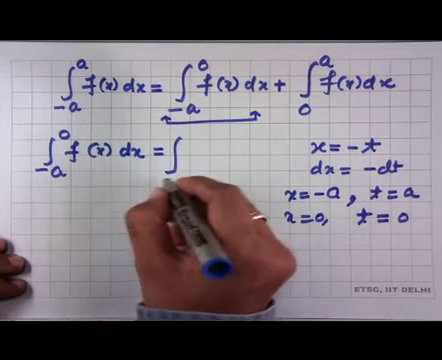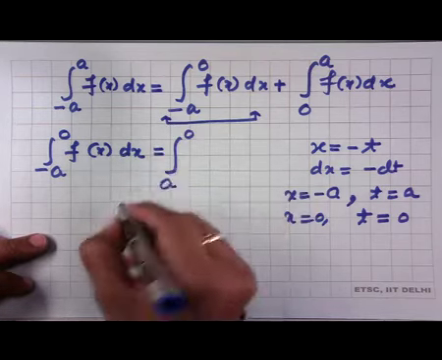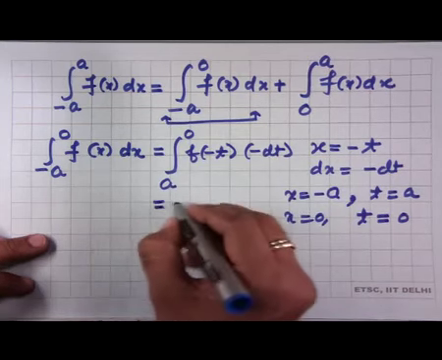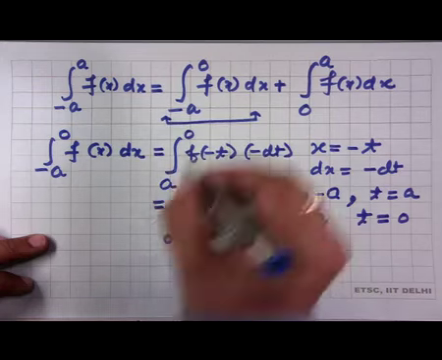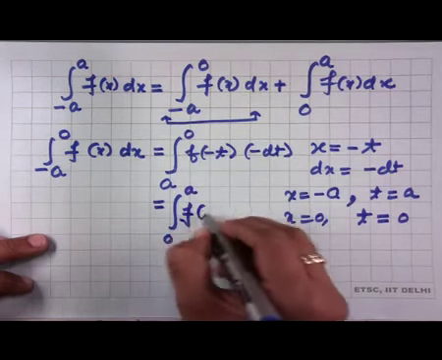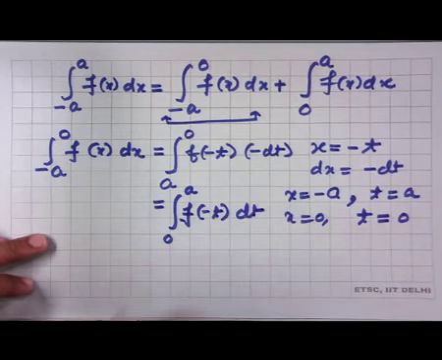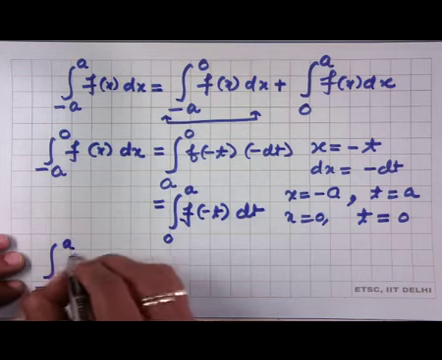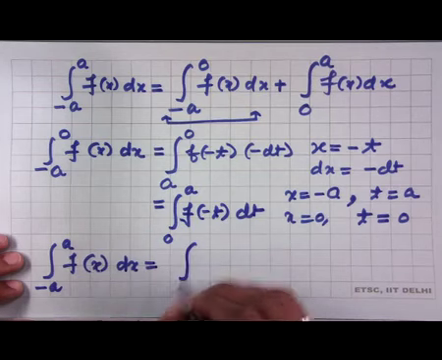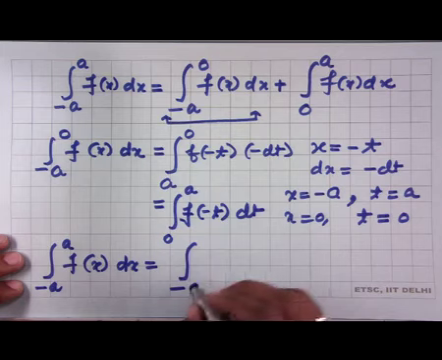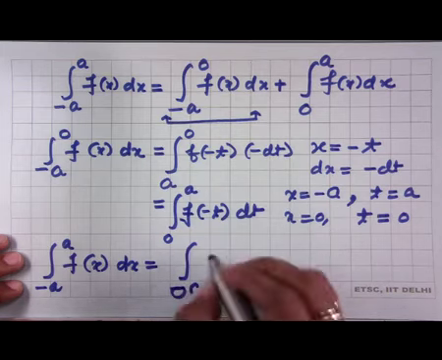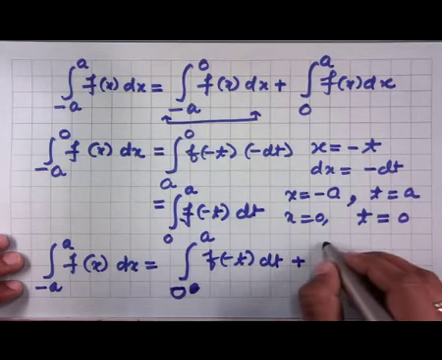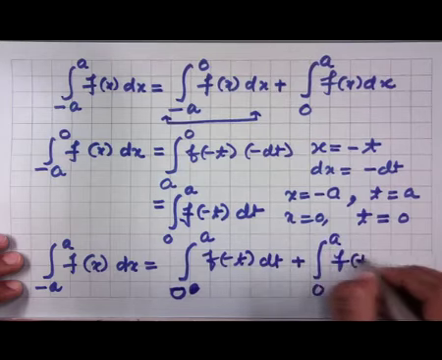So we get the integral from a to 0 of f(minus t) times minus dt. So this is equal to, by using property 2, we can interchange the limits and this minus sign will get cancelled, and we get this. Since t is a dummy variable, we can replace t by x. So finally we arrived at, sorry, we got this as the integral from 0 to a of f(minus t) dt plus the integral from 0 to a of f(t) dt.